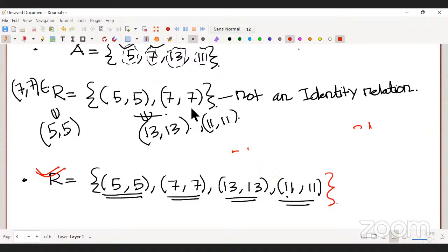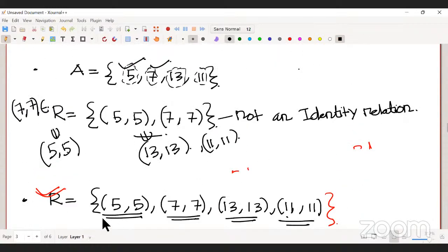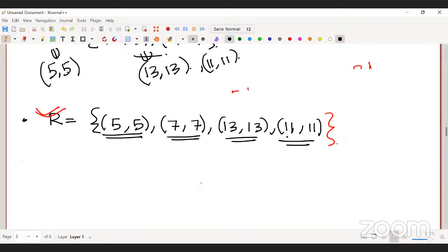Yeah, that's only a reflexive relation, sir. No, see, don't ask me what is reflexive. I'll come to that. Now I'm talking about identity relation, so stick to the identity relation. Okay, so this relation R is an identity relation.